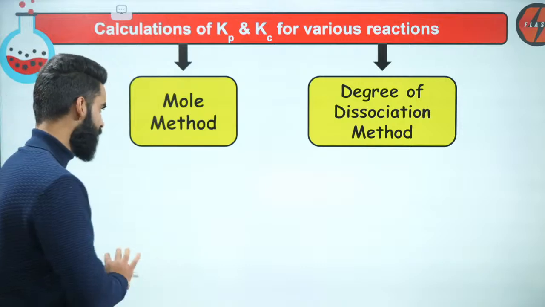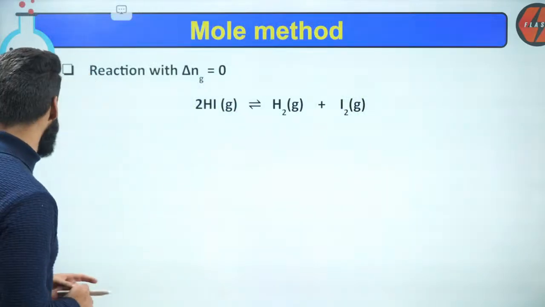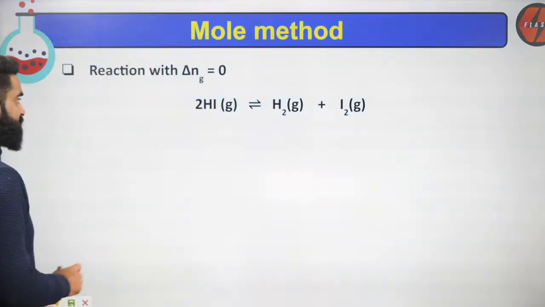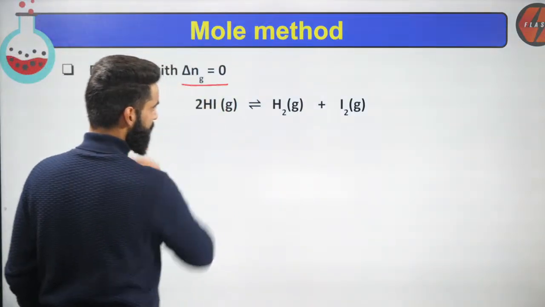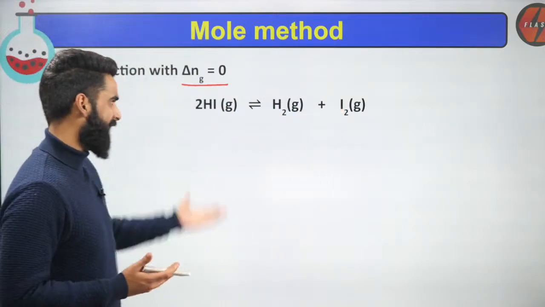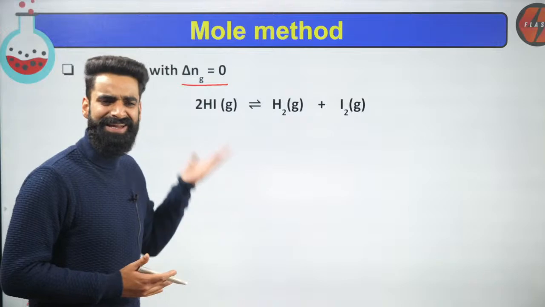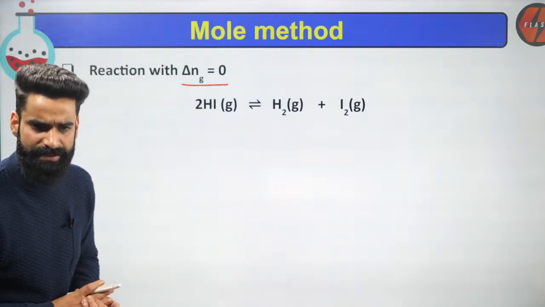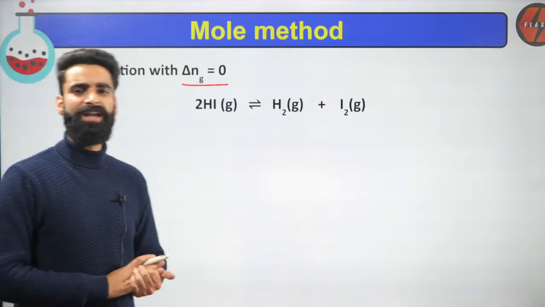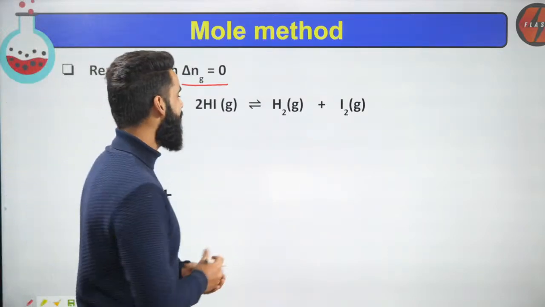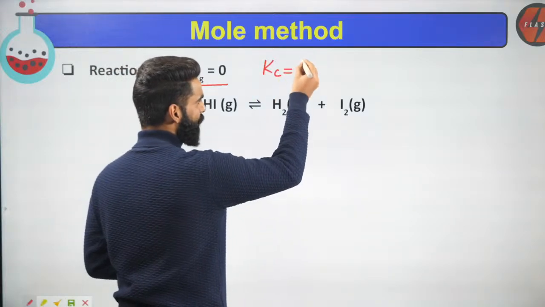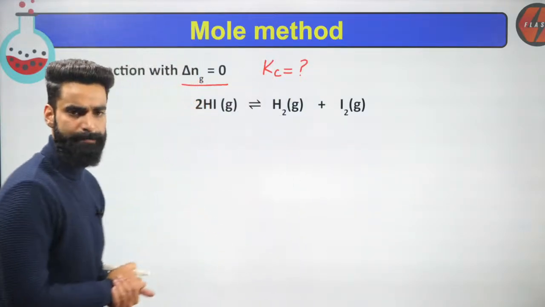Let's talk about the mole method first of all, and I am going to take the reaction for which delta Ng is 0. This is the reaction which I have taken over here, and for this reaction, if you calculate the value of delta Ng, it will come out to be 0. Very simple. Now we will see what I am going to do. First of all, I need to get the expression for Kc. I need to see what Kc for this reaction will look like.